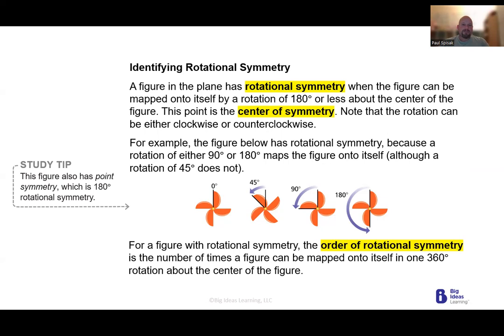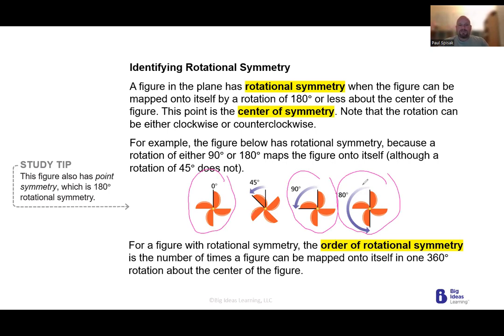For example, the figure below has rotational symmetry because a rotation of either 90 degrees or 180 degrees maps the figure onto itself, although a rotation of 45 degrees does not. So in this example, they're showing us that our original figure, our 90-degree figure and our 180-degree figure look exactly the same because the figure has been mapped onto itself after that rotation. So we can't even tell that it's turned. Again, if that happens and we're at 180 degrees or less, we are going to have rotational symmetry.